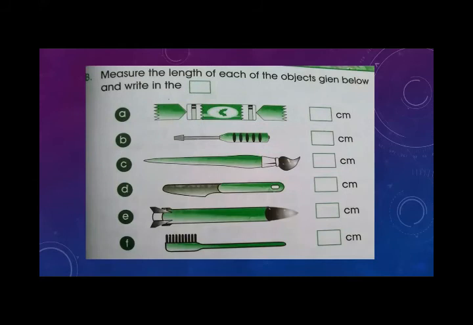Moving further, part B, same as part A. Measure the length of each of the objects given below and write it in the column. Number 1, part A. You put the scale here till here. So the measurement of this candy is 6 centimeters. Same as part C. Put the scale starting from 0 till here, so the length is 7 centimeters. In this way you will solve exercise 8.1 part A and part B in your books using a pencil.